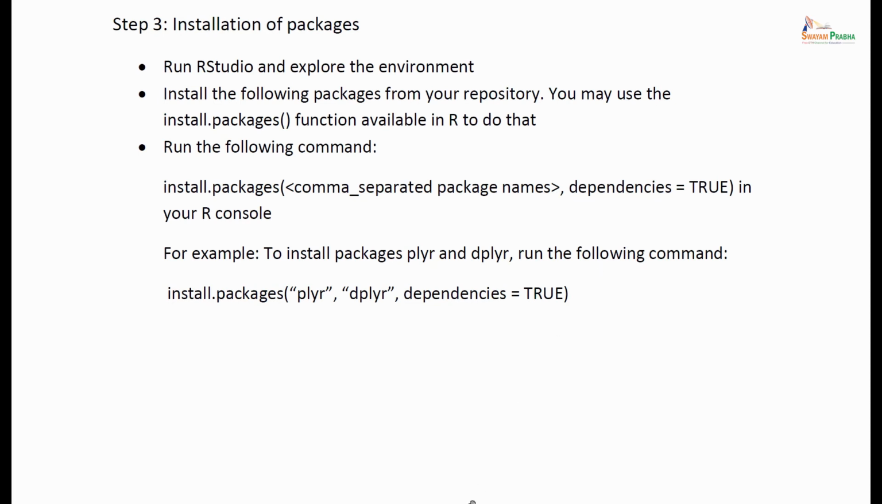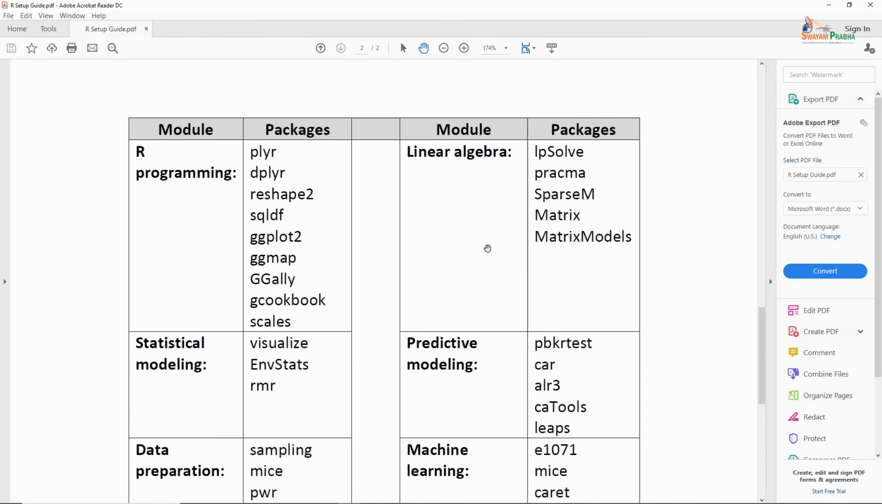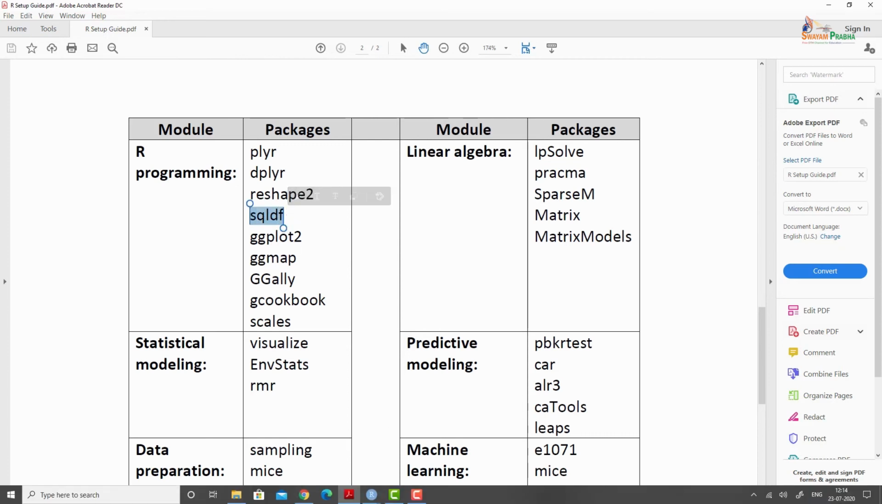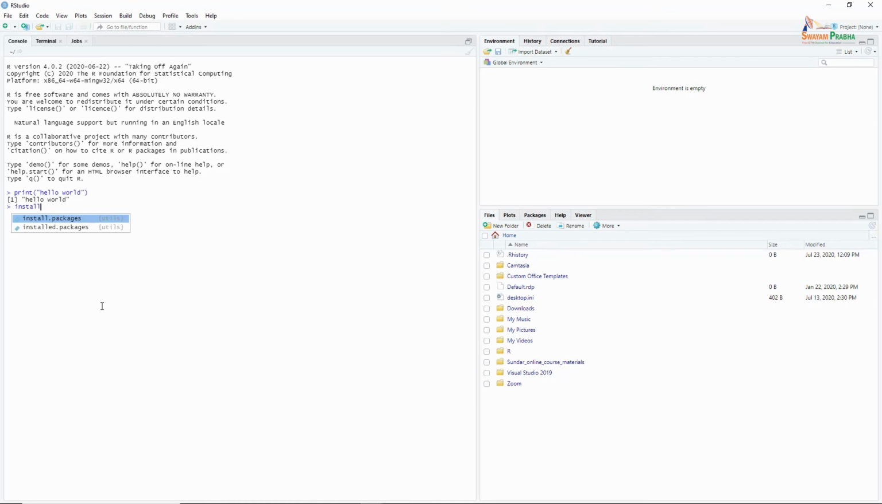Now I'll show you how to install the packages using this command in R. There are a set of packages that need to be installed for this course. All the packages have been listed in a table. For example, in the R programming module, we will be requiring all these packages. Since I already have the first three packages, I'll show you how to install sqldf. You have to use the command install.packages. Inside the double quotes, I'm giving sqldf, and after the comma, dependencies equal to TRUE. Place your cursor at the end of the line and then press enter.